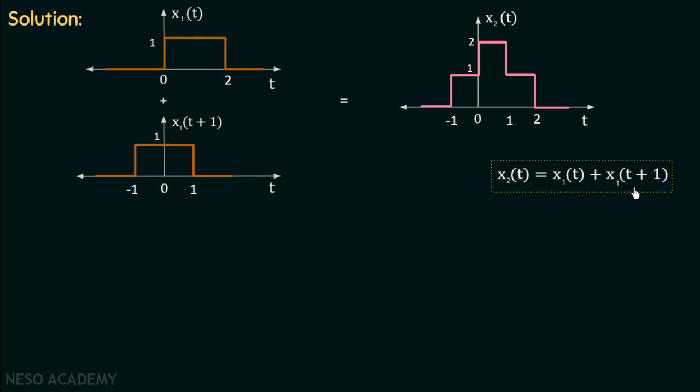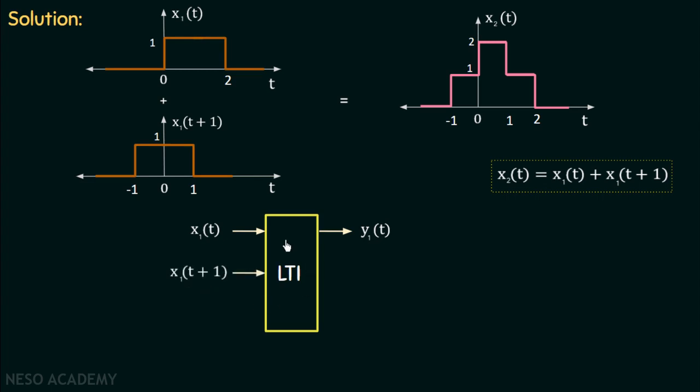So we can say that the x2(t) waveform is the linear combination of x1(t) and x1(t+1). Now, if we are having an LTI system and if I give x1(t) as the input to the LTI system, then the response is equal to y1(t) according to the example. Now, if I give x1(t+1) as the input to the same LTI system, then by the time invariance property, the response will be equal to y1(t+1), which is the time shifted version of the response of x1(t).